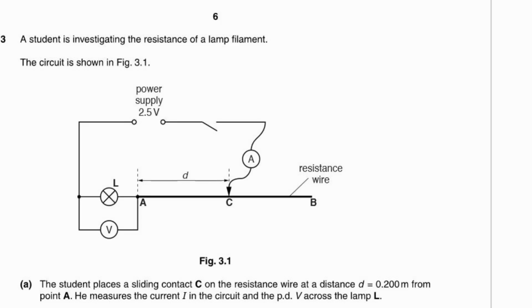Question 3. A student is investigating the resistance of a lamp filament. The circuit is shown in figure 3.1. Okay, so we've got a resistance wire, we've got a lamp, voltmeter across the wire, and it looks like a sliding contact with an ammeter attached to it. The student places a sliding contact C on the resistance wire, a distance of 0.2 meters from point A. He measures the current I in the circuit and the PD V, potential difference V, across lamp L.